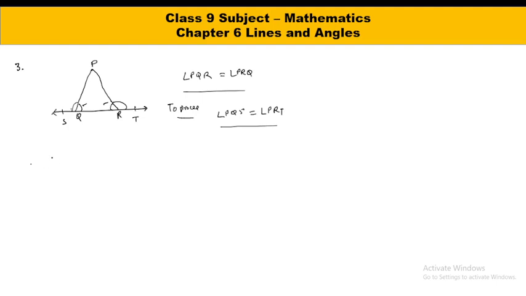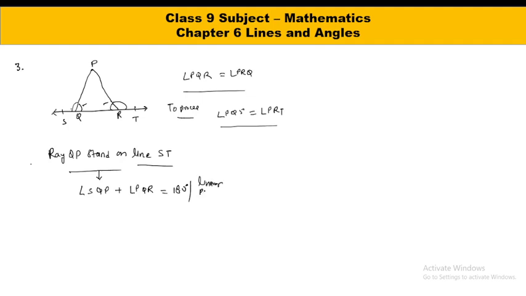Now we can see that ray QP stands on line ST. With reference of this, we can say that angle SQP plus angle PQR is equal to 180 degree, taking the reference of linear pair axiom.